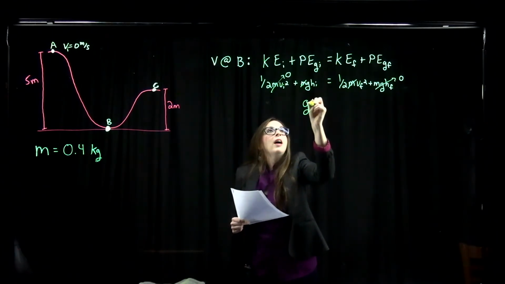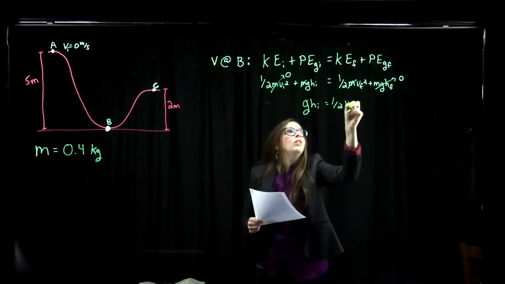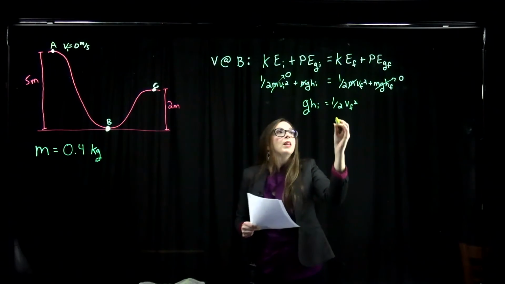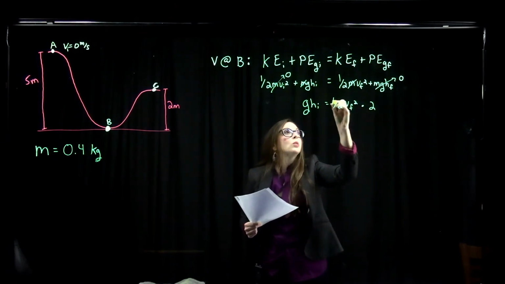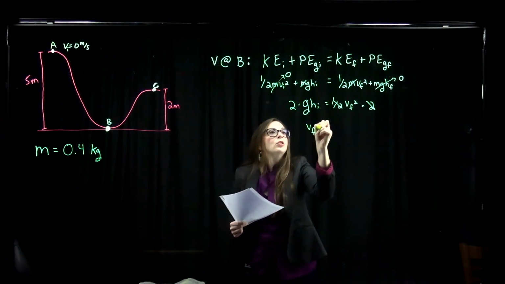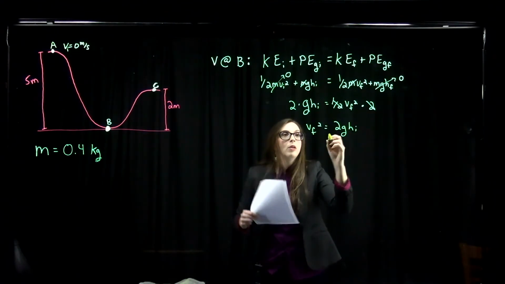So we've got gravity times our initial height equals 1/2 v final squared. So we're just going to solve for v final. I can multiply both sides by 2, and when I do that, we get rid of this 1/2. So we've got v final squared equals 2gh initial. So square root both sides.